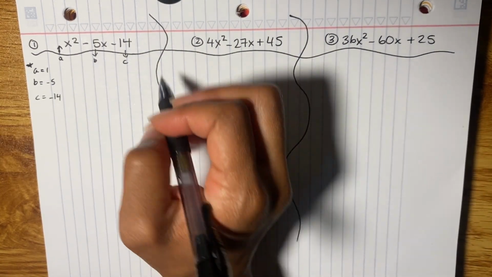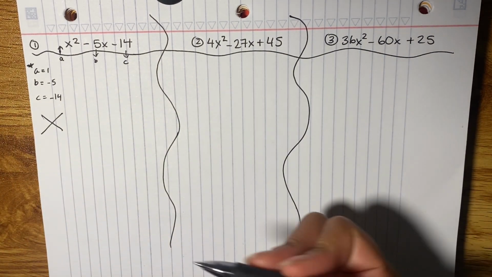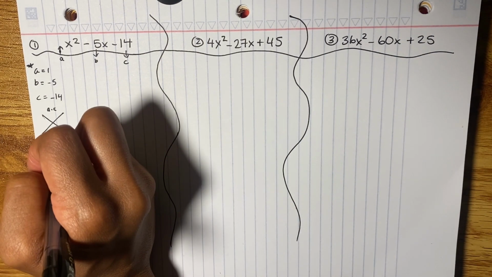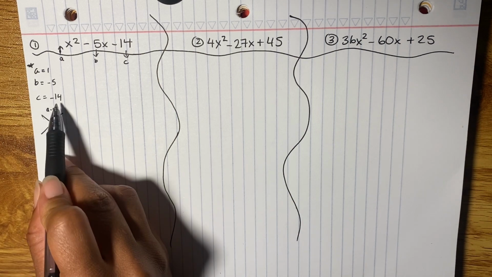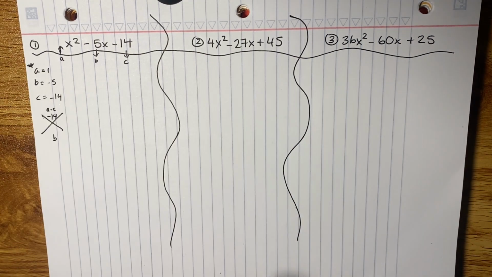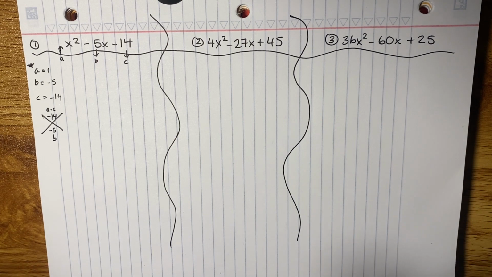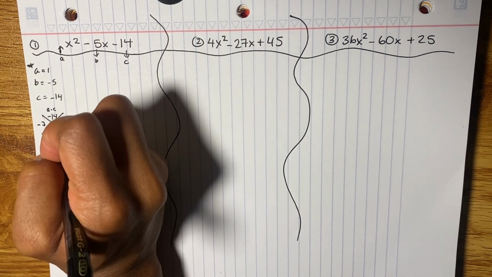So the method that I taught in class that I continue to use is the AC method with an X. You place A times C on top and B on the bottom. So just think of B for bottom. So we have 1 times -14, so you're going to put that up top, and B is -5, so you're going to put that on the bottom. You need to think about factors of 14 that when you multiply you get -14, and when you add you get -5. That is -7 and 2.